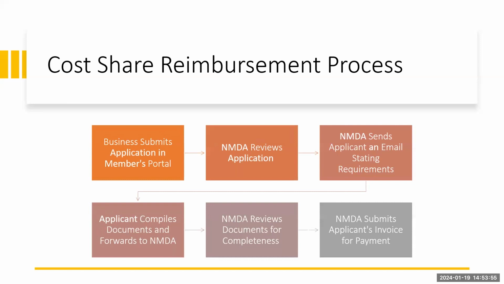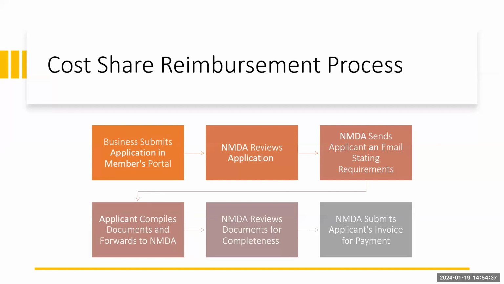Now let's talk about the application process. First, you would log into your members portal and complete and submit an application within the reimbursement forms tab on your dashboard. The application is then received and reviewed by NMDA. NMDA will send an email outlining all of the required documentation needed to complete your reimbursement. The applicant will compile all of the required documents and send to NMDA via email to tastethetradition@nmda.nmsu.edu.